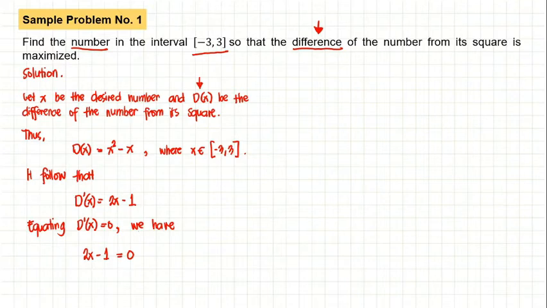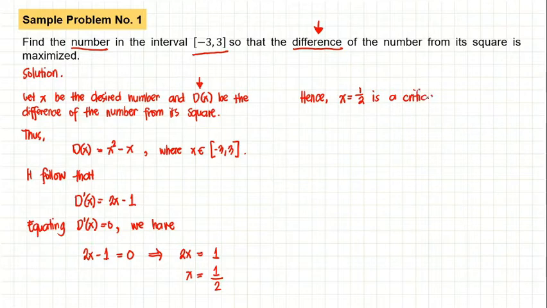And it will follow, if we're going to solve for x, we will have here 2x equal to 1 if you're going to add 1 both sides, right? Then solving for x, we will divide both sides by 2. We will get x equal to 1/2. So from that, since 1/2 is within the closed interval -3 and 3, therefore we say, hence, x equal to 1/2 is a critical point. Okay, so we now have the critical point.